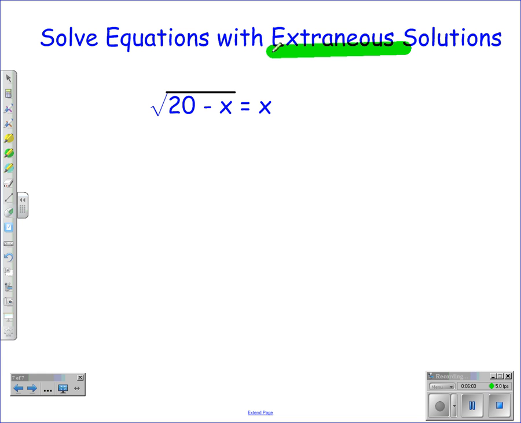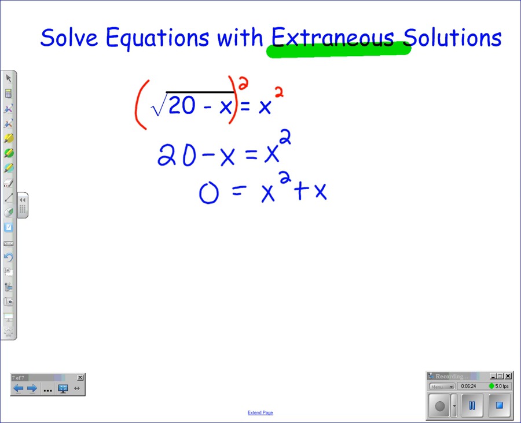Up here we have the square root of 20 minus x all by itself already on one side, so we can square both sides of our equation. When we do so, that gives us 20 minus x equals x squared, and now we are working with a quadratic equation. Let's move both of the left terms over to the right-hand side so that we end up with x squared plus x minus 20.